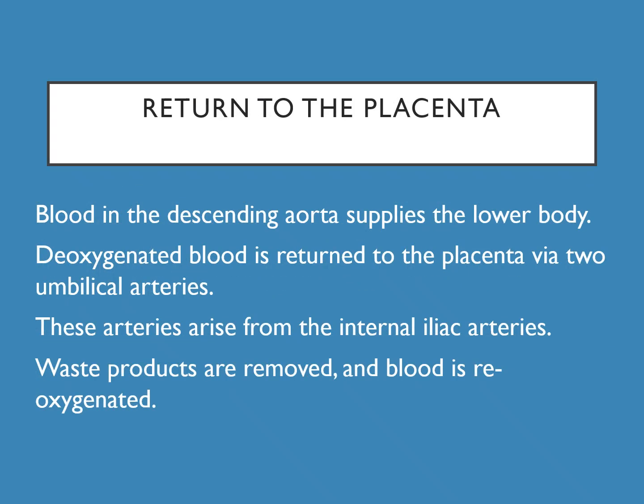So the descending aorta will now supply the lower part of the body of the fetus, and then all this blood will now be carried by the internal iliac arteries, which branch into the two umbilical arteries, then takes the blood back to the placenta for exchange to take place.